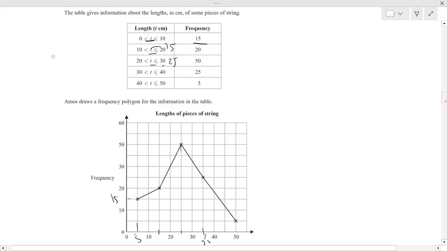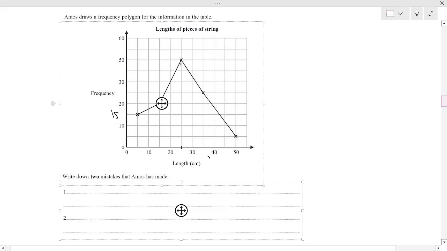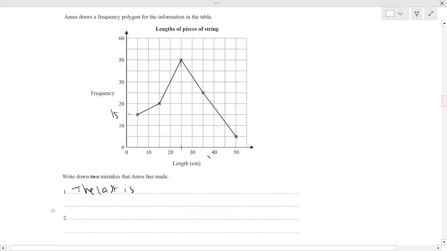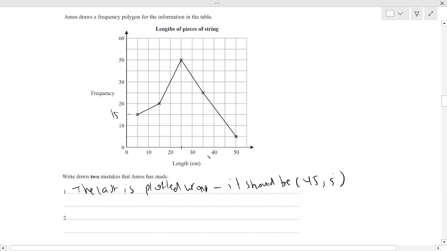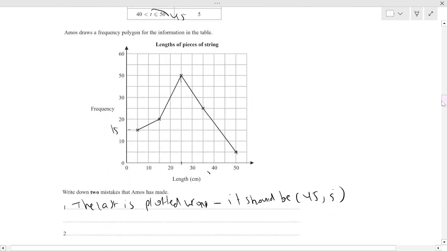Then we have 35. Well, the next midpoint is 35. And the frequency is 25. Yep. So that point is fine. Then we have this point at 50. Okay, well the midpoint's 45. So that is our first error. The last point is plotted wrong. And it should be 45 and then 5. Okay, it's a frequency 5. Yeah, the last frequency is 5. So it did it at the end point, not the midpoint. It should be there, right? That's where the point should be. Okay, so that's one mistake.